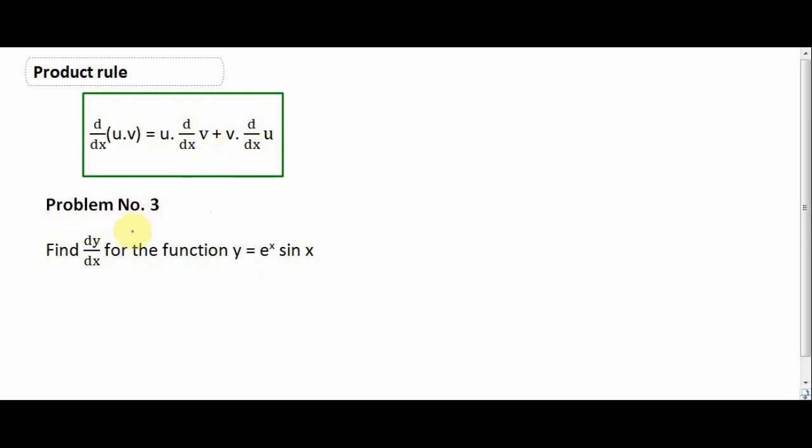To familiarize this, let's do one problem. Problem number 3. Find dy by dx for the function y equal to e raised to x into sin x. So we are asked to calculate the derivative of the function y equal to e raised to x into sin x. Here e raised to x may be considered as one function, that is u, and sin x may be considered as another function, that is v.